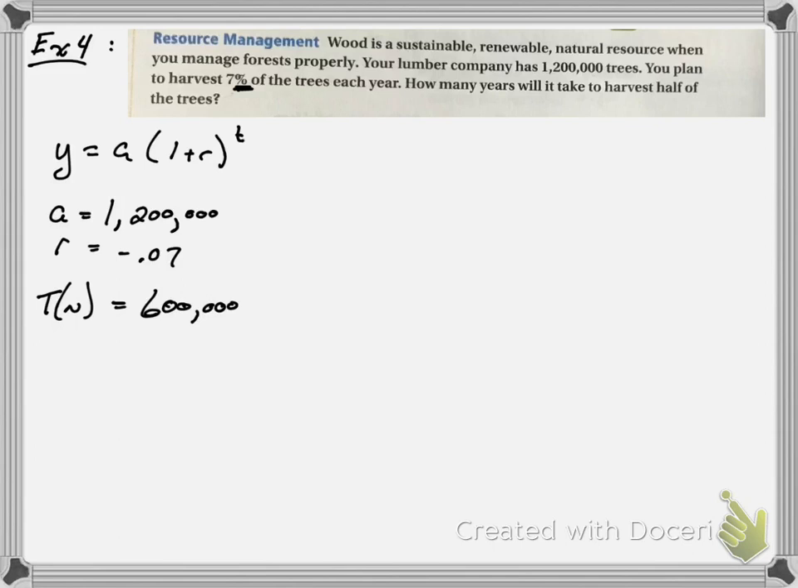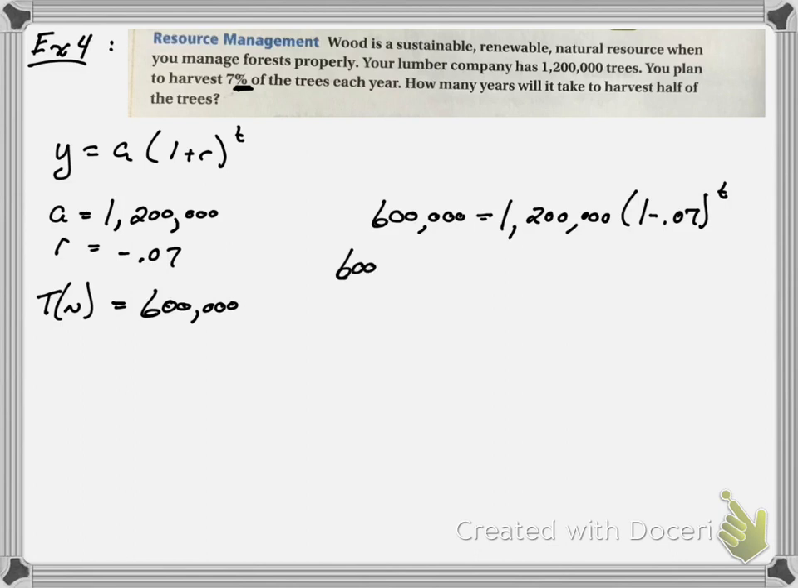So let's start setting this up. We've got 600,000 equals 1,200,000 times 1 plus negative 0.07, or maybe 1 minus 0.07, to the t. We don't know how long it's going to take. This is where this comes in. You're trying to solve this equation.